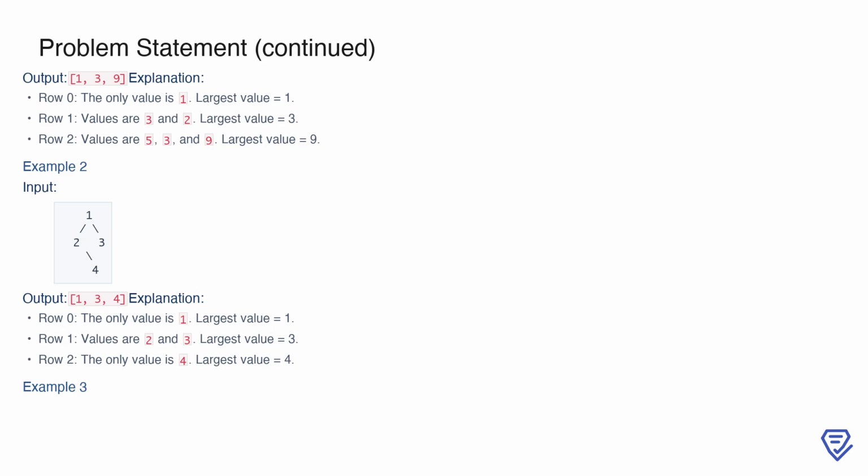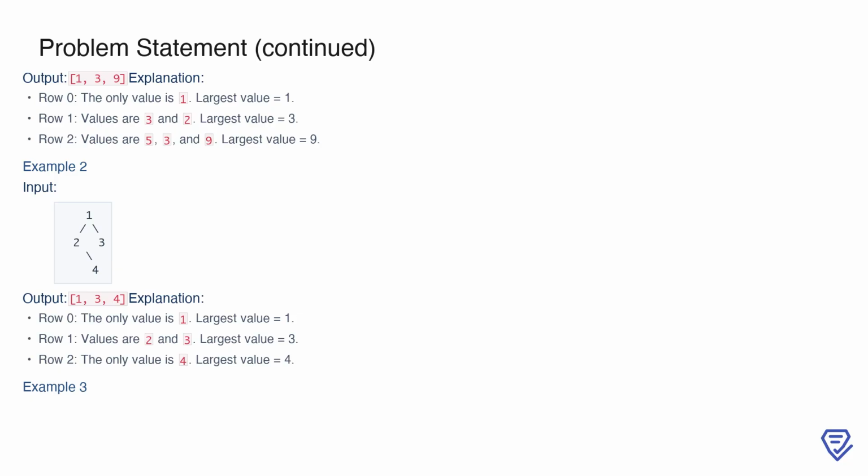This is because the root node at row 0 has the only value 1, which is also the largest. In row 1, the values of nodes are 3 and 2, and the larger value is 3. Finally, in row 2, the values are 5, 3, and 9, with 9 being the largest.